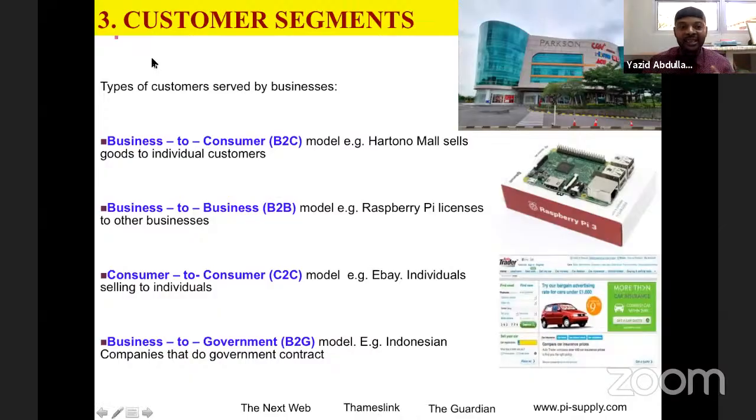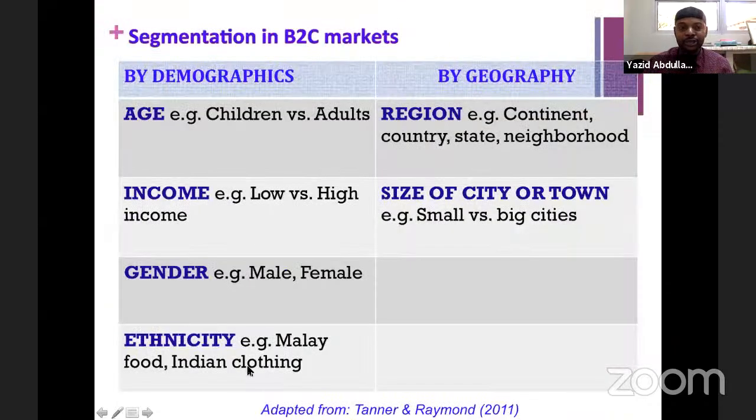So you can see when you're building a business, you have to think of the type of customers you're targeting. Another way you think about customers you're targeting is through what is called segmentation, okay? You can target customers based on different characteristics of the customers. For example, you can segment customers based on age.